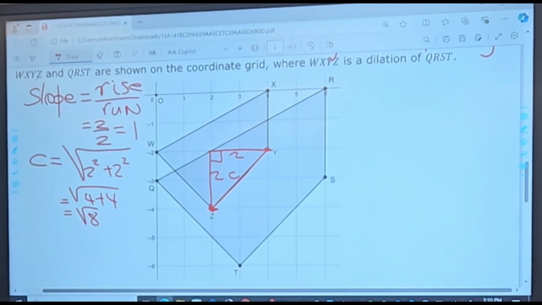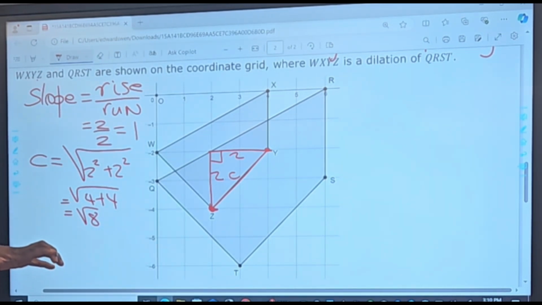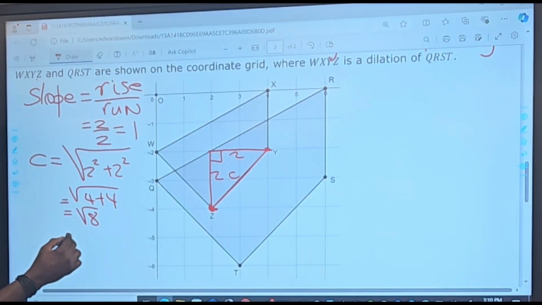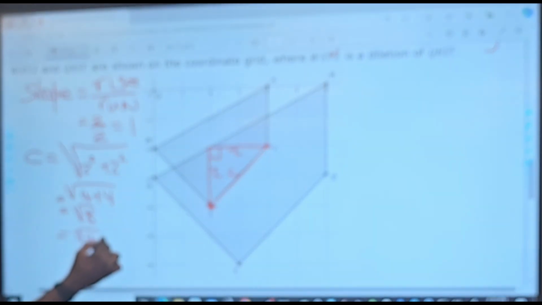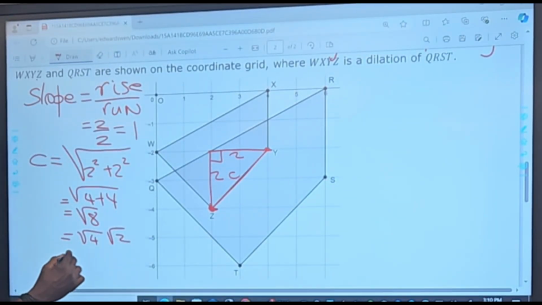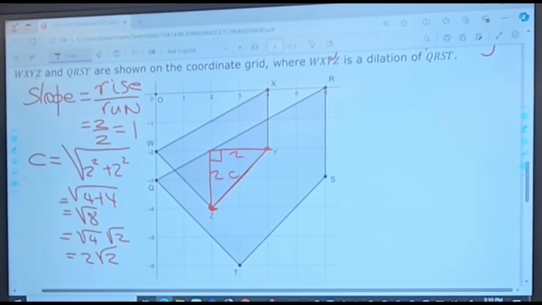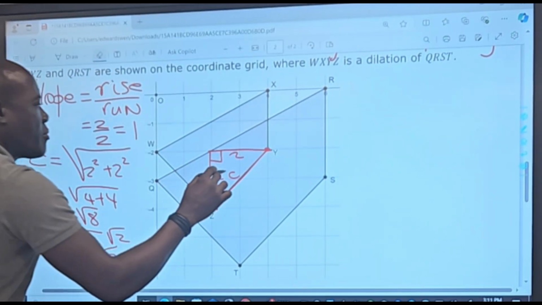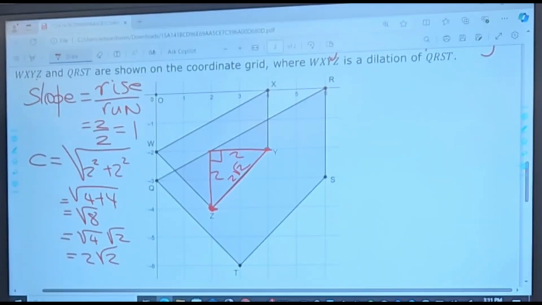Do we walk away and leave the square root of 8, or do we zoom in on it? Zoom in on it. How could I simplify this? Anybody? Find a perfect square, which is 4. So the root of 4 times the root of 2, and my final response is 2 square root 2. Excellent. So I'm going to put it on here. So the length of this side is 2 square root 2.